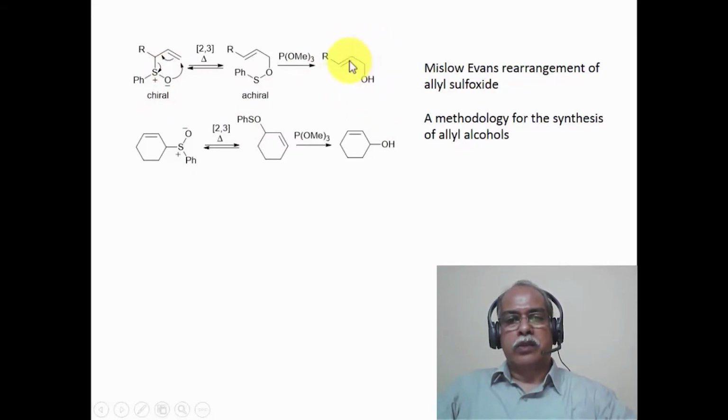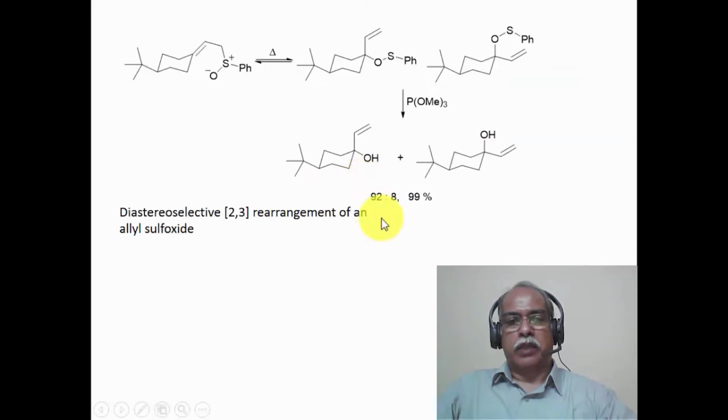So this constitutes the synthesis of an allyl alcohol through the formation of an allyl sulfoxide undergoing a rearrangement, followed by desulfurization to give the allyl alcohol. This methodology is known as the Mislow-Evans rearrangement of allyl sulfoxide. It's also a methodology for the synthesis of allyl alcohol derivatives using this particular rearrangement. And that is illustrated in a diastereoselective manner in this particular case.